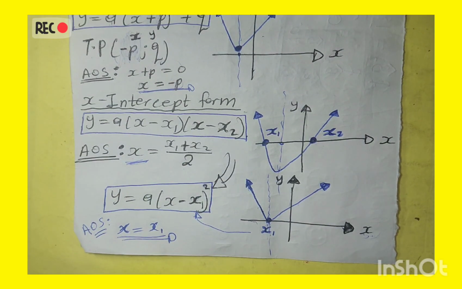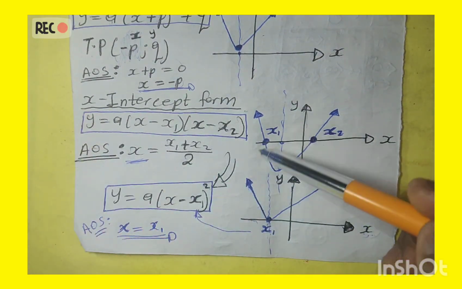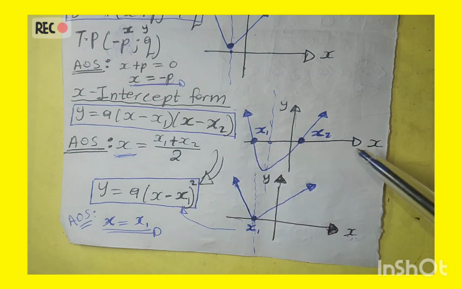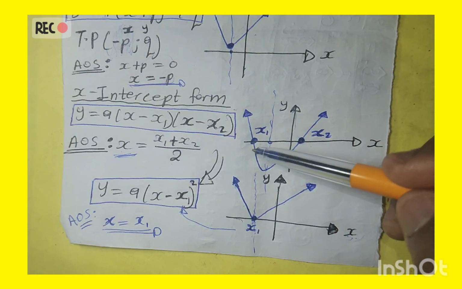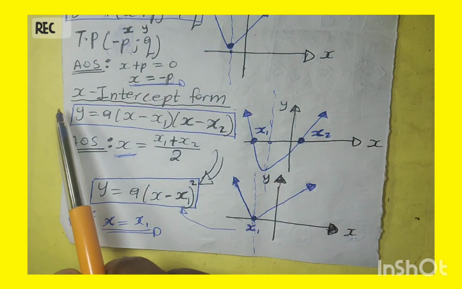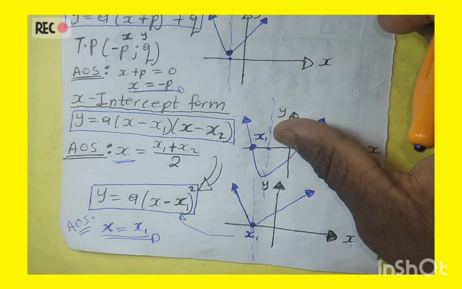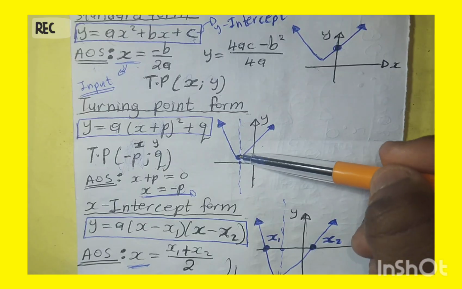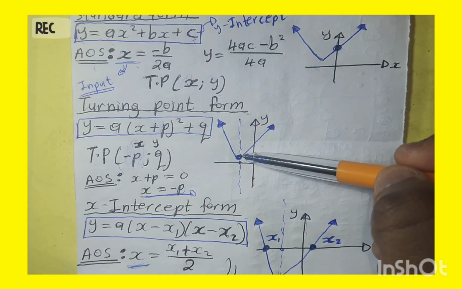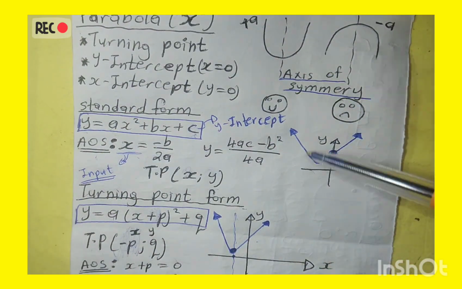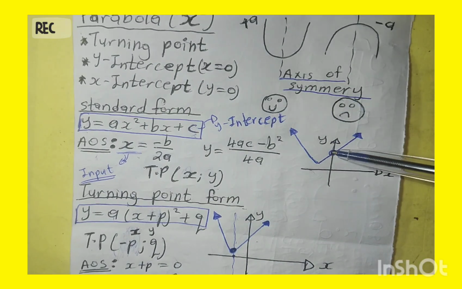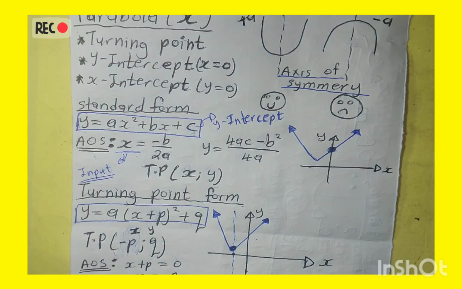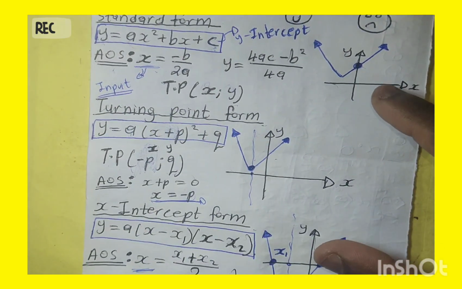So the x-intersect form, guys, you only use it if you've got the x values, if the graph intersects the x-axis there. Meaning that if it cuts the x values, those are the x-intercepts. But the turning point form, you will only use it if you've got the turning point there. And the standard form, you will use it if you've got the y-intercept, where the graph cuts the y values. So this, guys, is already a summary of what you should know about this topic.